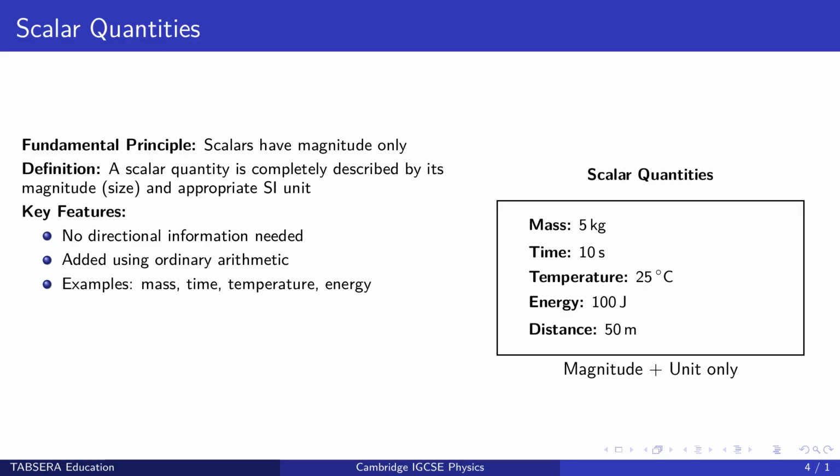Let's explore our first core concept, scalar quantities. The fundamental principle states that scalars have magnitude only. This means they are completely described by a number and appropriate unit. The definition is, a scalar quantity is completely described by its magnitude, which is its size, and an appropriate SI unit. Key features include, no directional information is needed, scalars are added using ordinary arithmetic, and common examples include mass, time, temperature, and energy. The diagram shows typical scalar quantities with their values and units. Notice how each requires only magnitude and unit for complete description.